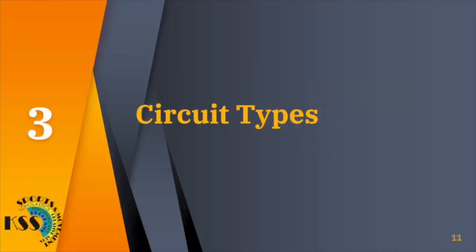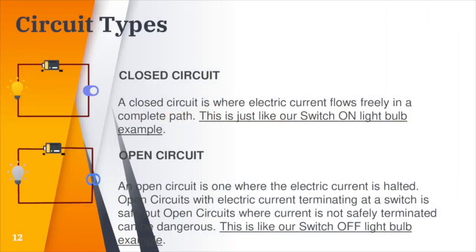Circuit types. Closed circuit. This is where electric current flows freely in a complete path. This is just like our switch on light bulb example. Open circuit. An open circuit is one where the electric current is halted. Open circuits with electric current terminating at a switch, it's safe, but open circuit where current is not safely terminated can be dangerous. This is like our switch off light bulb example.